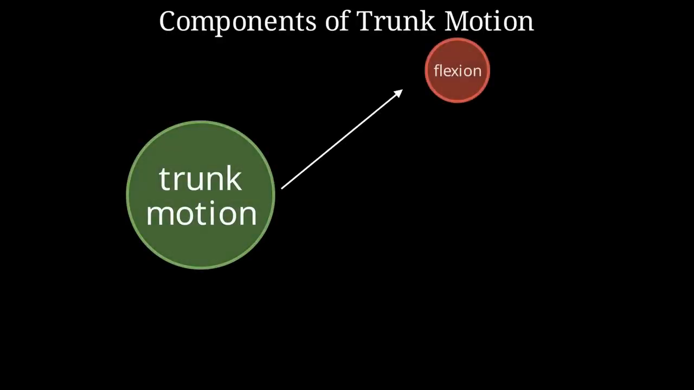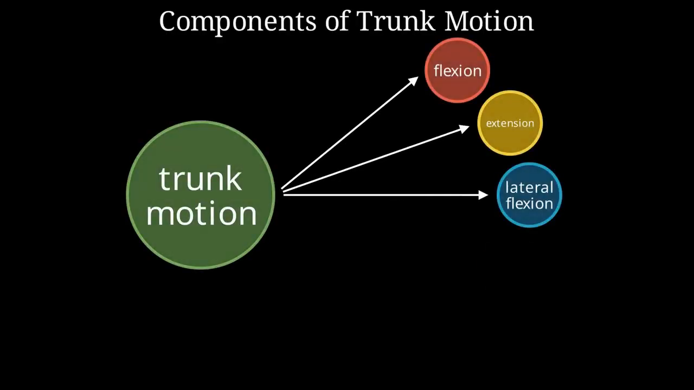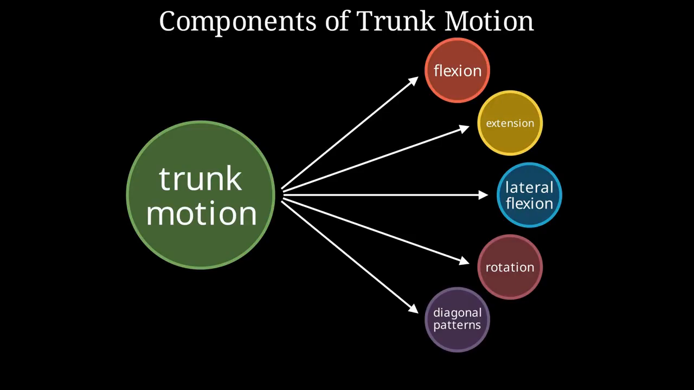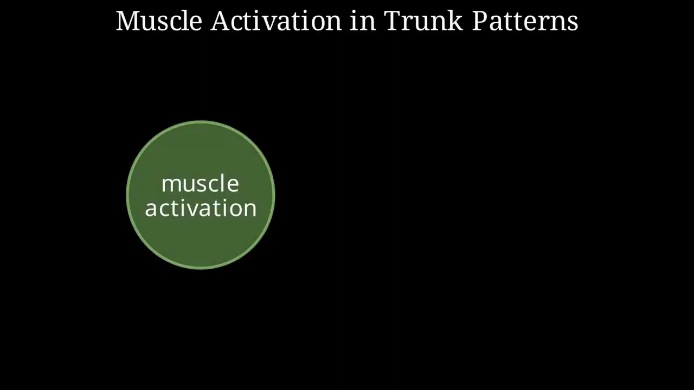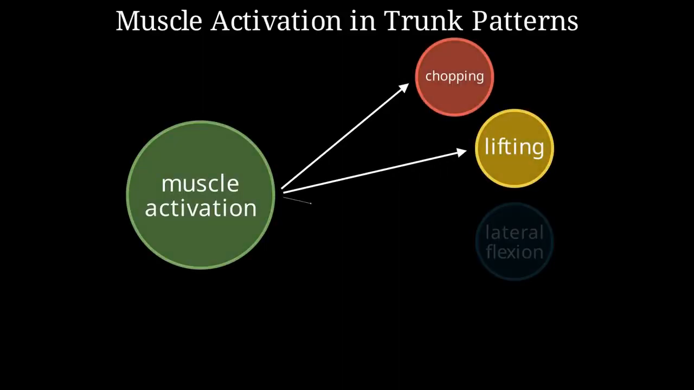Trunk flexion and extension patterns consist of three main components: flexion or extension, lateral flexion, and rotation. These motions involve the entire upper or lower trunk, not just individual spinal segments. The diagonal patterns of movement, such as flexion to the left and extension to the right, engage specific muscle groups for effective rehabilitation. Different trunk movements activate specific muscle groups.